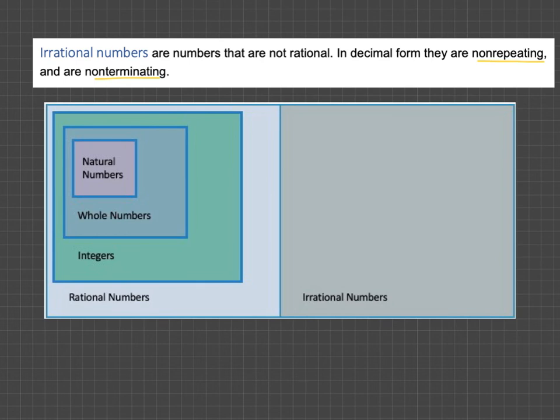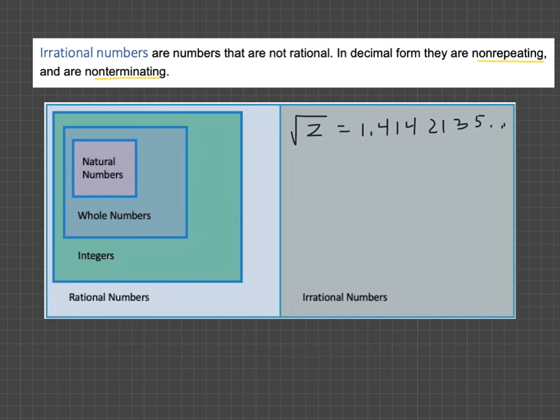So let's look at some examples. All right, any square root that's not a perfect square is an irrational number. In decimal form, it's going to be non-repeating and non-terminating. So square root 2 is 1.4142135, and it keeps going. It doesn't repeat, doesn't terminate.